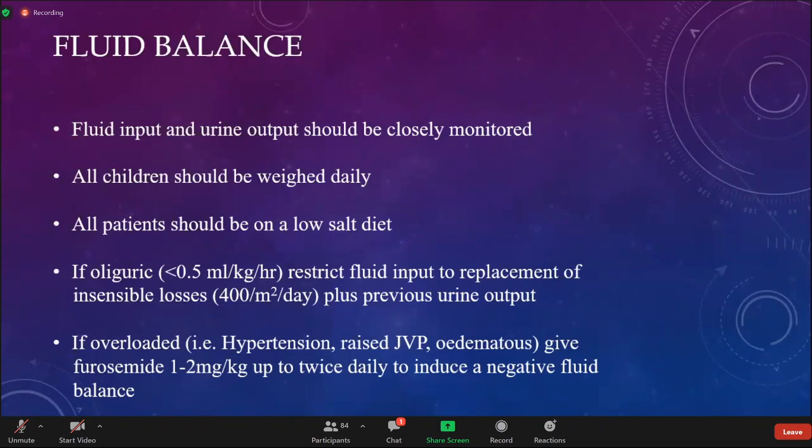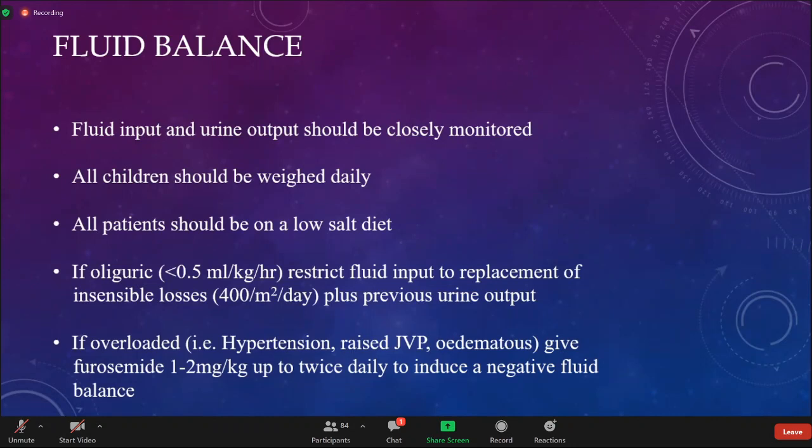How do you do your fluid balance? Input-output is very important. All children should be weighed daily. All patients should be on a low salt diet, because increased salt causes increased fluid retention and increased blood pressure. If the child is oliguric, we need to restrict fluid input to replacement of insensible losses plus previous urine output. If overloaded, we need to give oral or IV furosemide to induce a negative fluid balance.